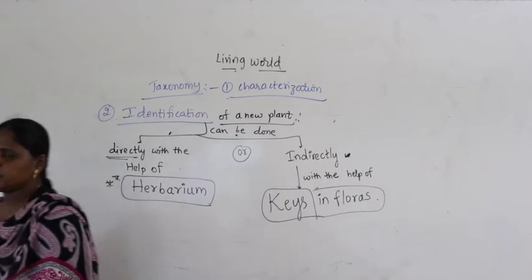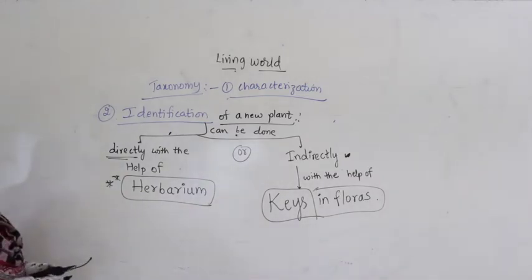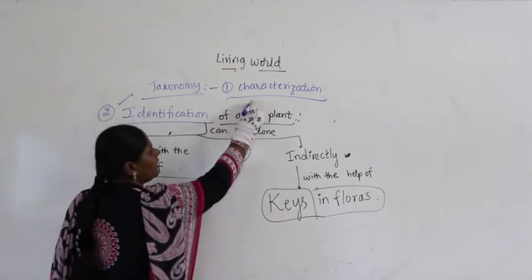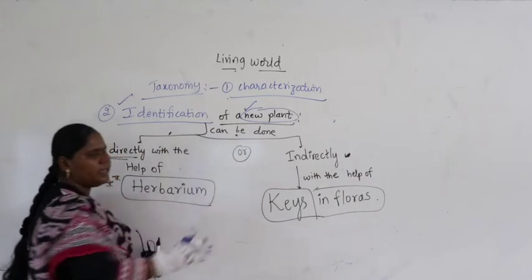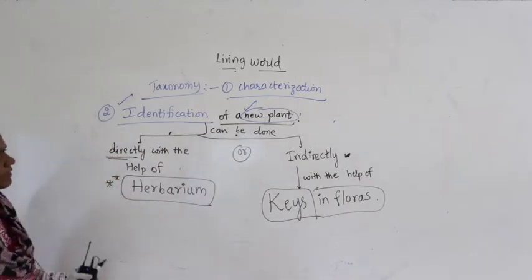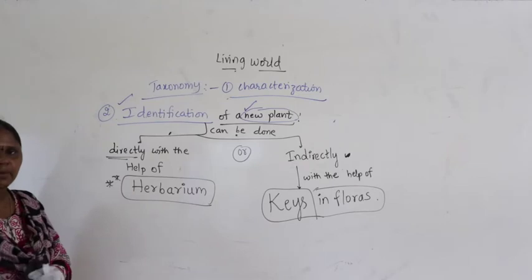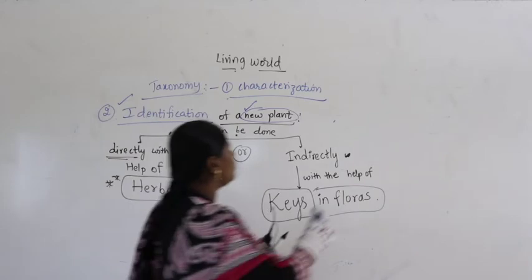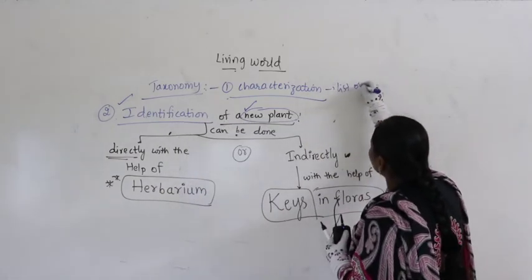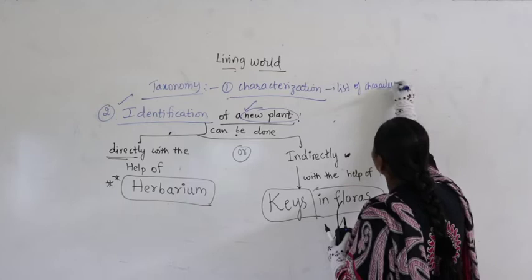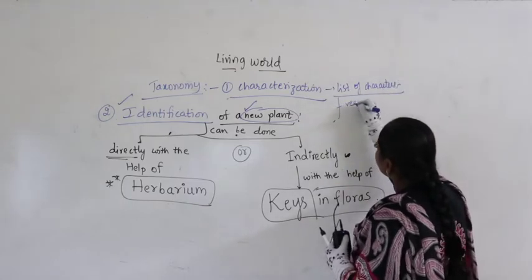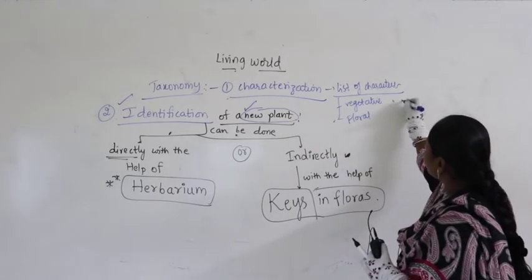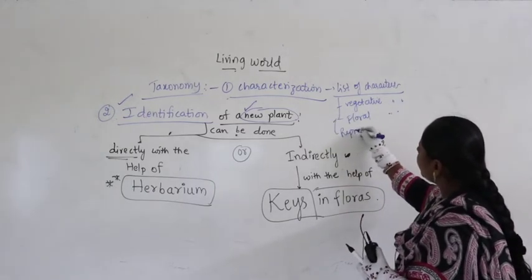What is the meaning of this here? Now if you look at identification of the new plant, we are just identifying a new plant. That means it may be an already discovered plant, or maybe it is entirely a new plant where the world does not know anything about it, or no scientist has yet discovered it. So how to do identification? First of all, we have the list of all characters. List of characters means what? Just as we wrote in the previous class: vegetative characters, floral characters, as well as reproductive characters.